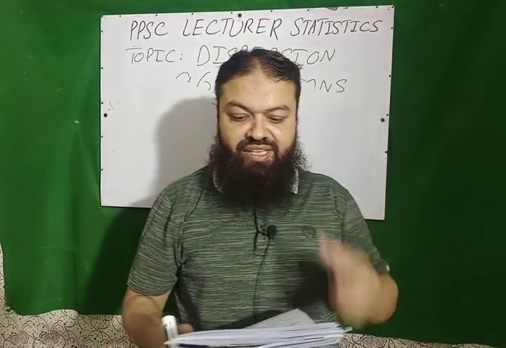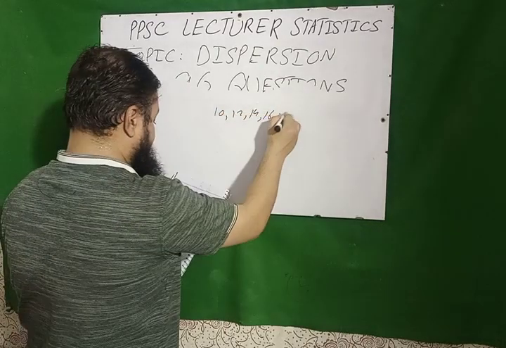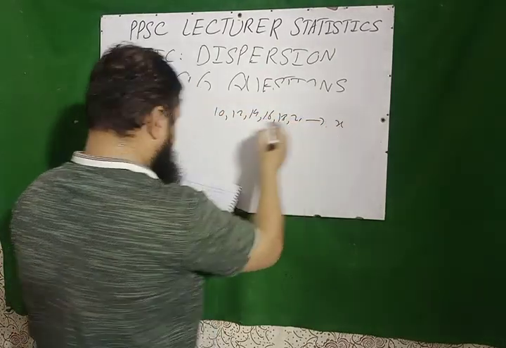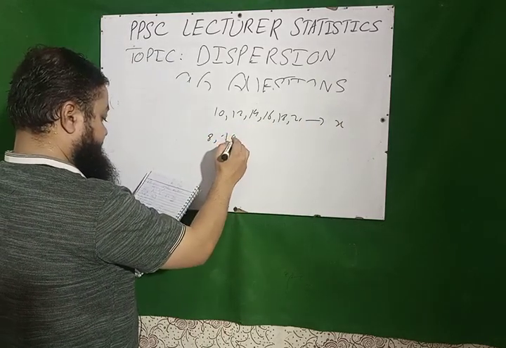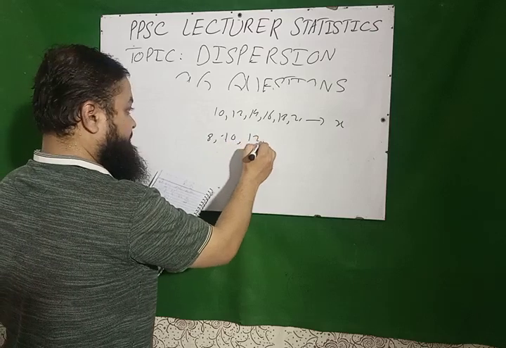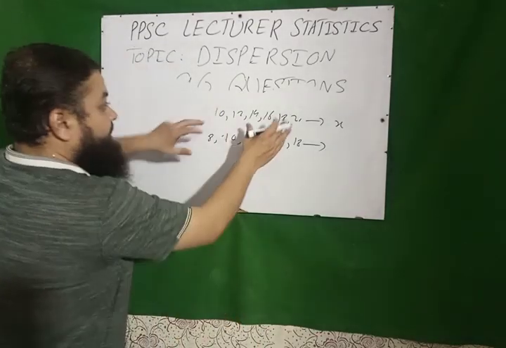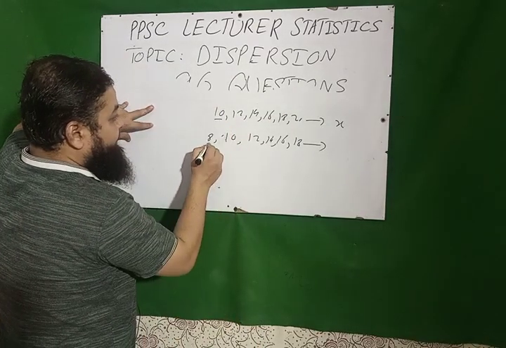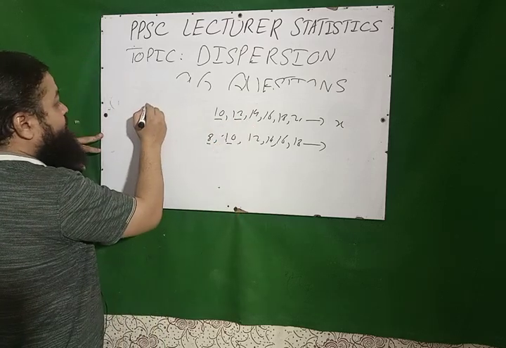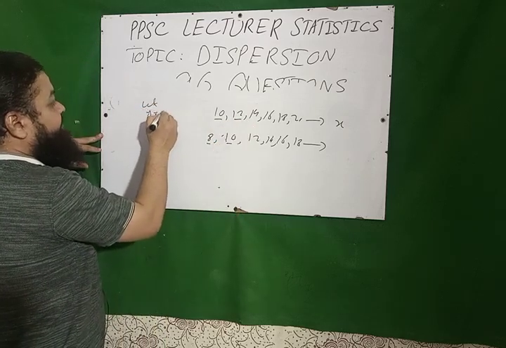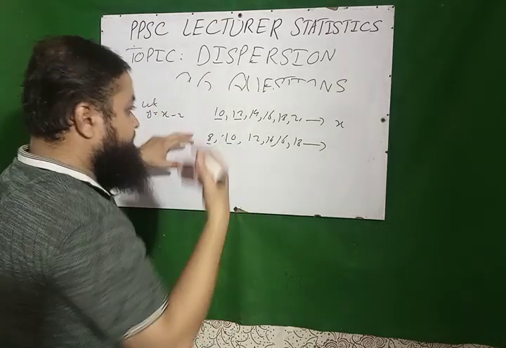Next question is, if variance of 10, 12, 14, 16, 18, 20 is x, then the variance of 8, 10, 12, 14, 16, 18. A very important question. Just observe these two data sets. First value was 10, now it is 8. Second was 12, now it is 10. It means there is a difference of 2. Let y is equal to x minus 2. In the paper they can ask about x plus 2, x plus 5, x minus 7.